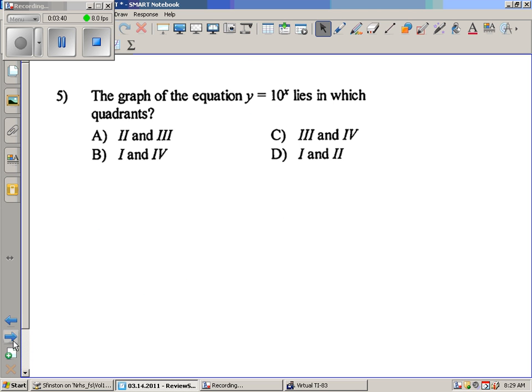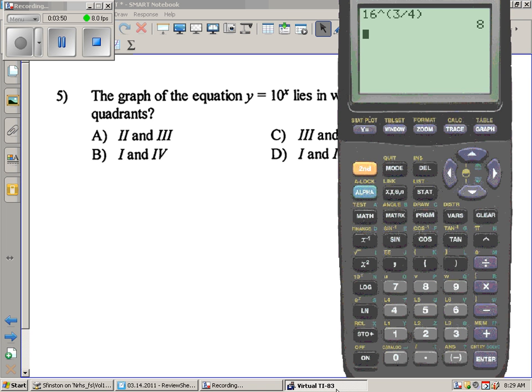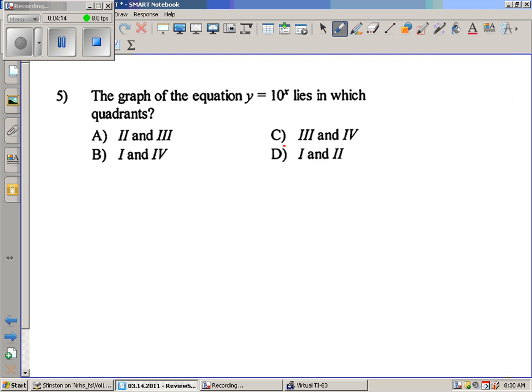The graph of that equation lies in which quadrants? Let's just plug it into our calculator. 10 raised to the x. We're going to graph it. Does everybody remember the quadrants or not really? Yeah, they go in a weird order. This is quadrant 1. This is quadrant 2, quadrant 3, and quadrant 4. So which two quadrants is it in? Good, done. 1 and 2.